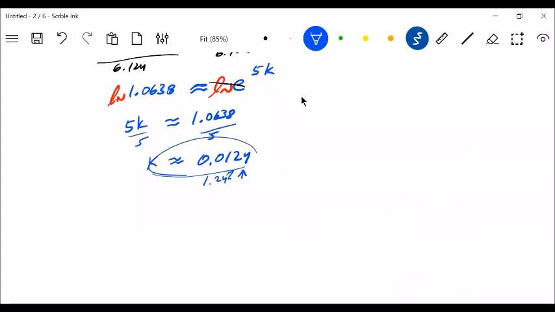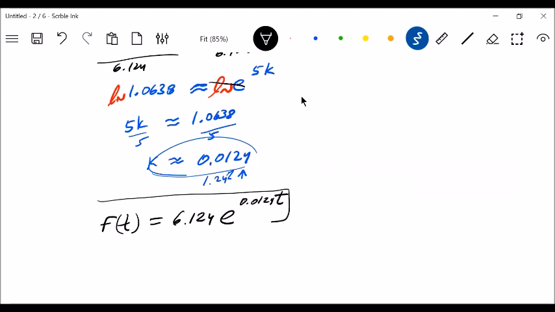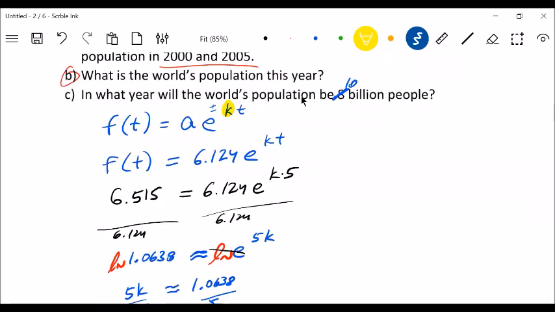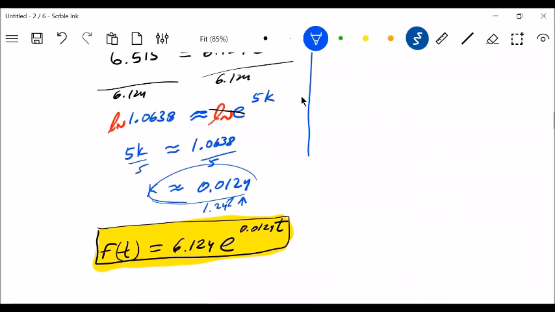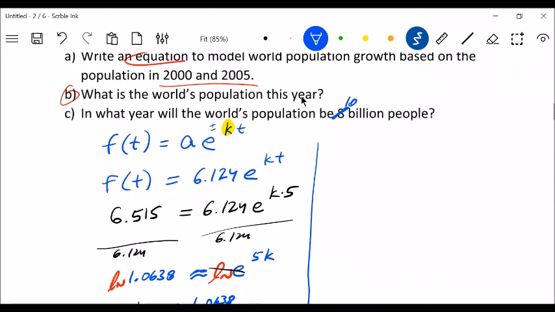However, we're going to use that to put it back into the formula. So we're going to say that the function of t is equal to 6.124 e to the 0.0124 t. That is the equation that's asked for in part A. All right. Now let's do B and C using that formula.